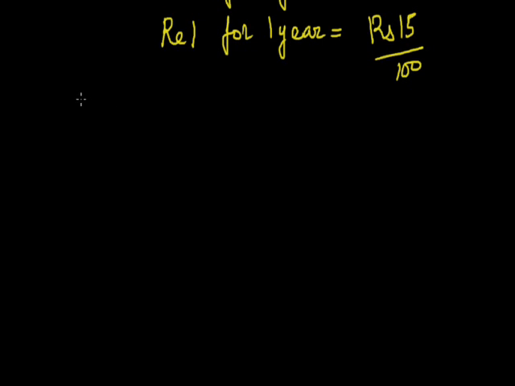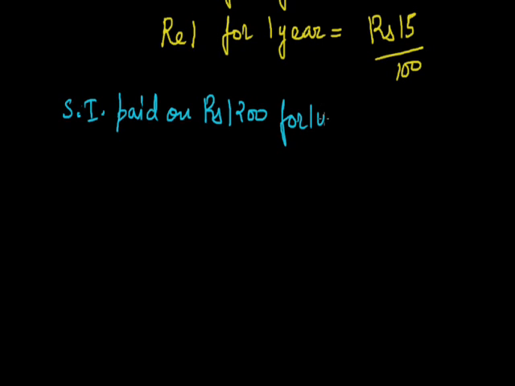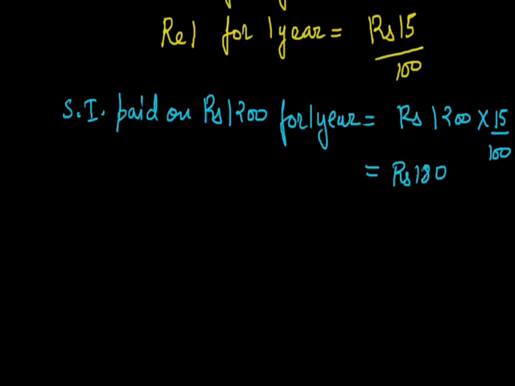Now we have to calculate the interest to be paid on ₹1,200. So the simple interest paid on ₹1,200 for 1 year is equal to ₹1,200 into 15/100. That will be equal to ₹180. This means we have to pay ₹180 for 1 year.